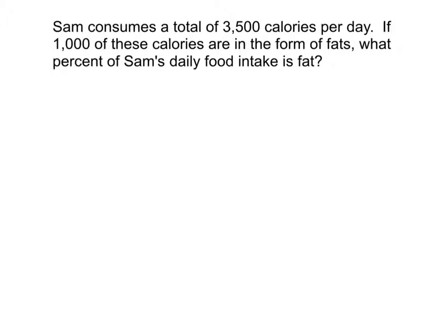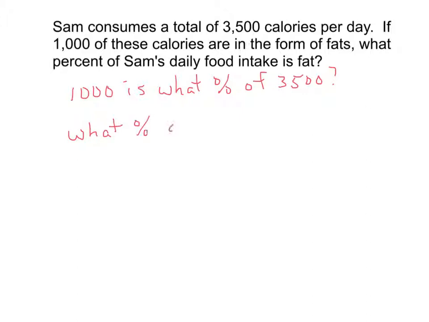Certainly one way that statement could be written is you could say 1,000 is what percent of 3,500. And some people may write the is over of statement that particular way. You could also write it as what percent of 3,500 is 1,000. Both of these statements say exactly the same thing. We're just writing the words a different way.